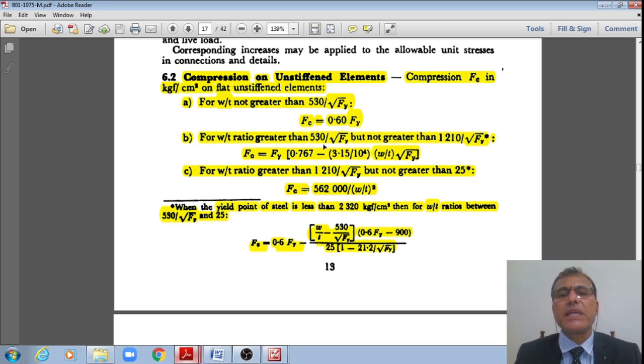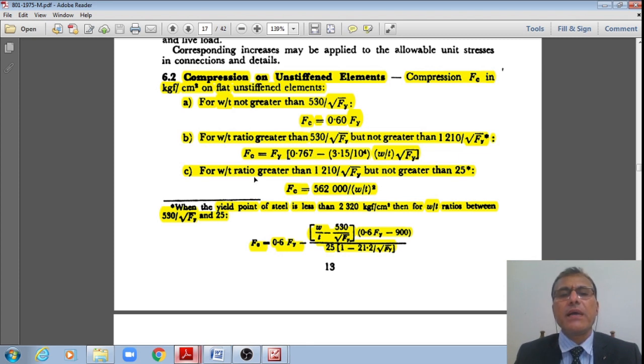W by T ratio is greater than 530 divided by square root of Fy but not greater than 1210 divided by square root of Fy, then Fc is equal to Fy multiplied by 0.767 minus 3.1 divided by 10 to the power 4 W by T square root of Fy.